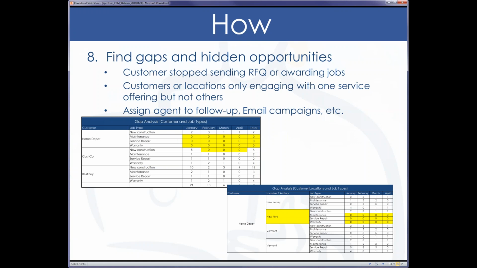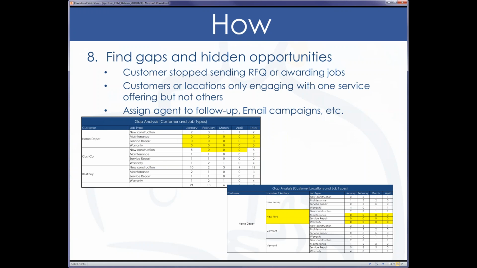And then there's another one down here with Costco, where Costco was giving you 5 jobs in January, but nothing in February, March, or April. Well, why not? Maybe that triggers a phone call to say, what happened? Costco could be slowing down a bit, that's real. But maybe you screwed up a job, or something happened there that you need to go investigate.